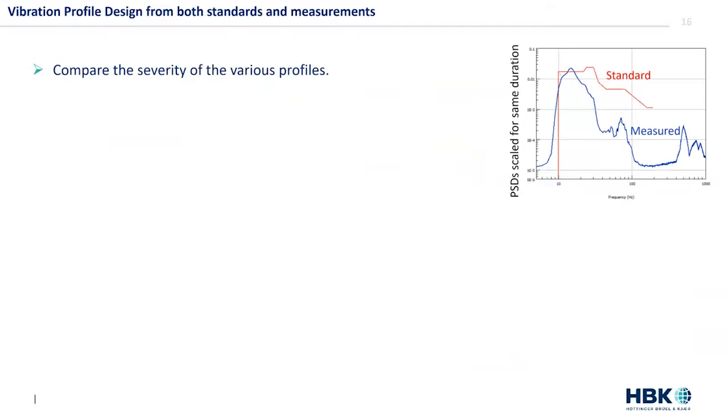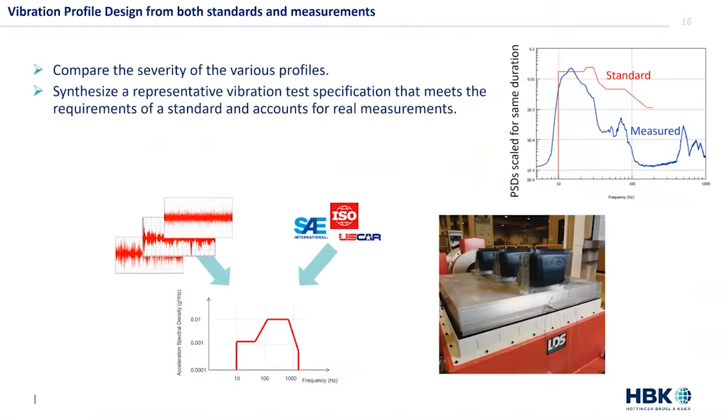So ideally you'd like to take the envelope of both. Also, you might see, as in this example here, that the measured data covers a wider frequency range than the standard does. So you might as well go beyond the 200 hertz that the standard covers. So you can compare the severity of the various profiles, and then you can synthesize your test specification, taking into account both the real measurements and also meeting the requirements of the standards. So we'll see how to do that in a demo.